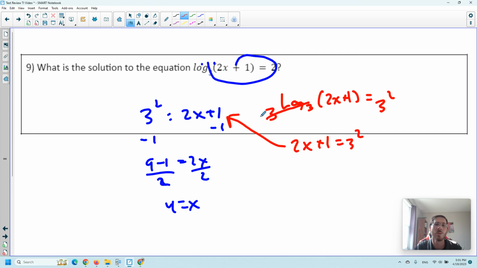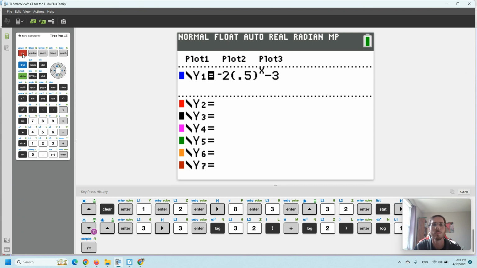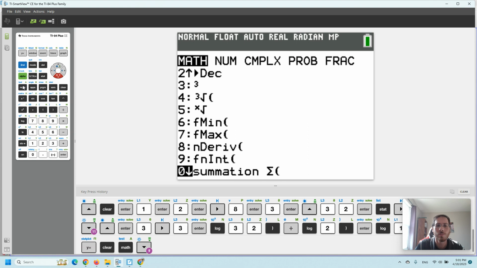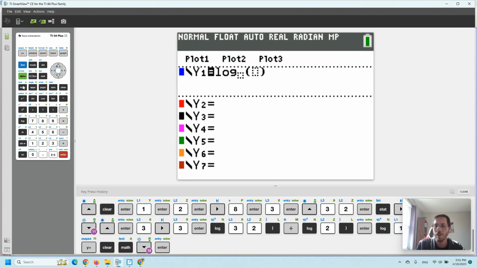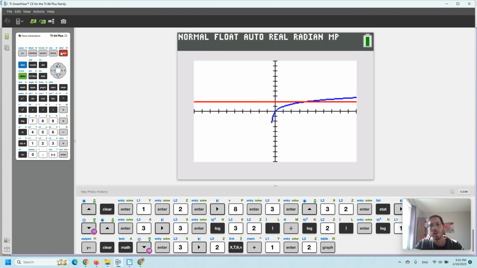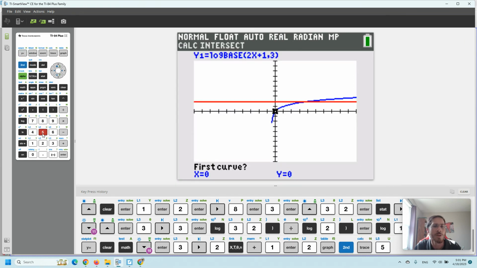It is an equation. Equations you can solve graphically. So log base 3 of 2x plus 1. So math, let's go down to log base again. Log base 3 of 2x plus 1, and we want that to equal 2. So if we graph it, we can see, all right, I think I see where that intersects. I'm lazy though. I want the calculator to do it for me. So second trace, number 5 for intersect. I want the blue curve. I want the red curve. Tell me the answer. And they do intersect right there at 4. So that's what we got.